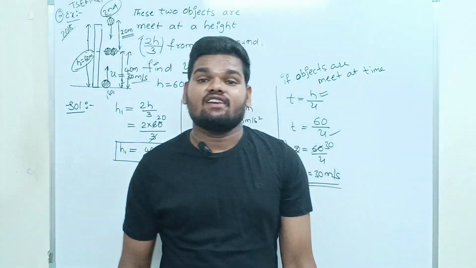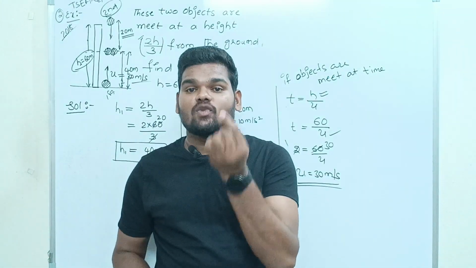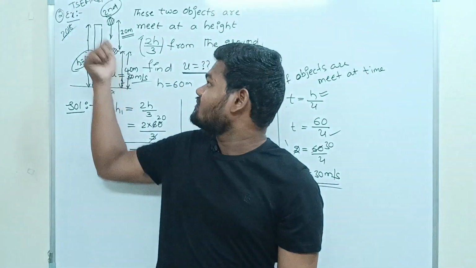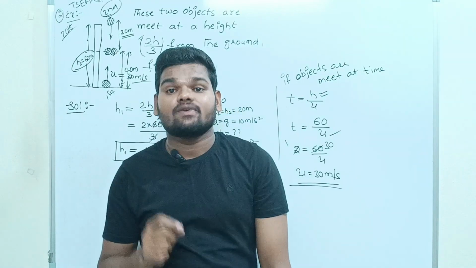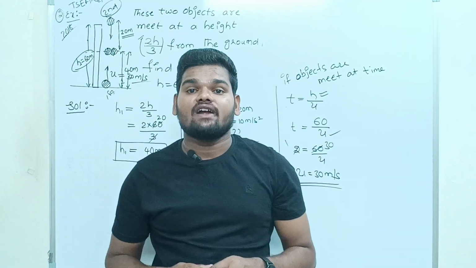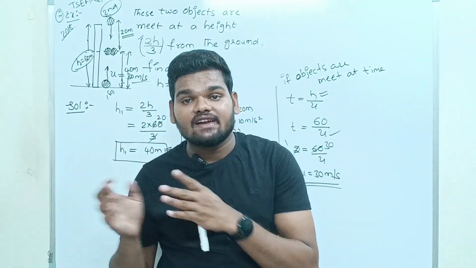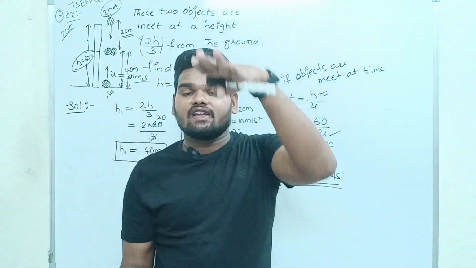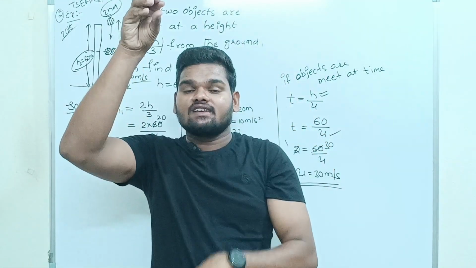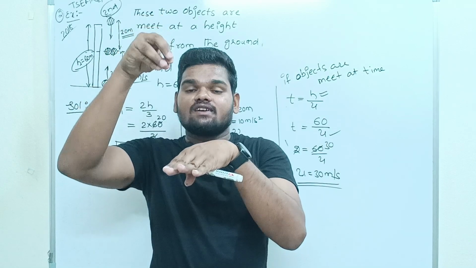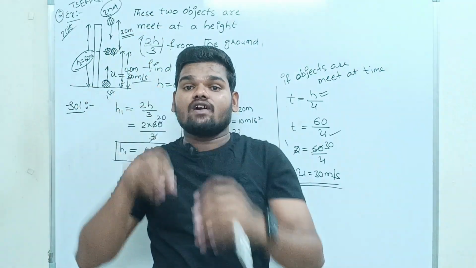Right. So this is the end of today's lecture, and this is a small concept. We have previous year problems on this concept, that's why I'm explaining. I hope that you have enjoyed and understood this lecture. So the time taken by the two objects projected: one is projected vertically upward and one is a freely falling body. At what time do they meet?